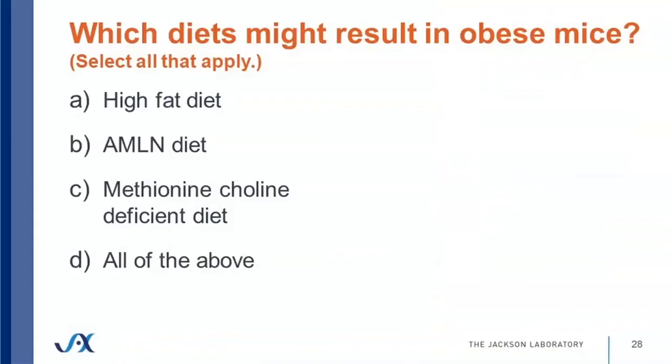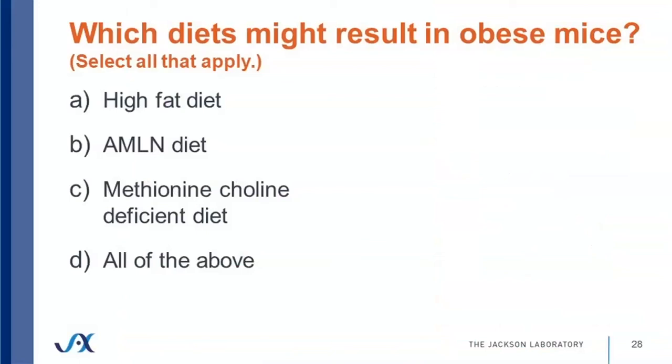One of the poll questions we often ask, in order to get to the take-home point that some diets may have different phenotypes, is which diets might result in obese mice? And the options we give are a high-fat diet, amylin diet, methionine choline deficient diet, or all of the above.